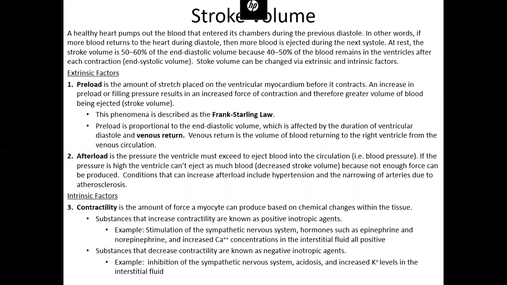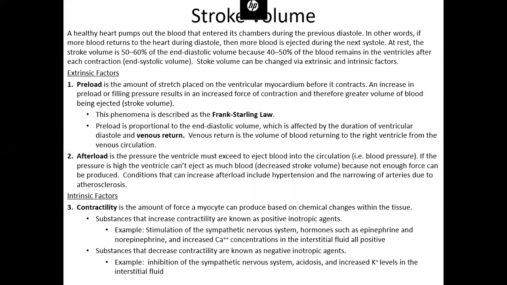Reading through, a healthy heart pumps out the blood that enters its chambers during the previous diastole. In other words, a healthy heart's going to pump out what it has in it when it is filled up. In other words, if more blood returns to the heart during diastole, then more blood is ejected during the next systole. At rest, our stroke volume was only about 50 to 60% of our end-diastolic volume, because about 40 to 50% remains in the ventricles after each contraction.